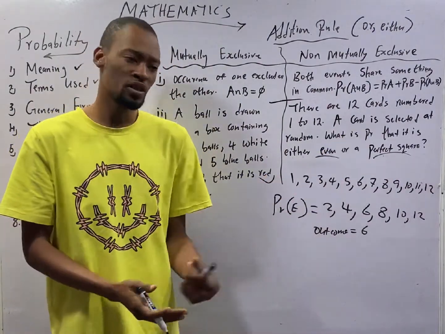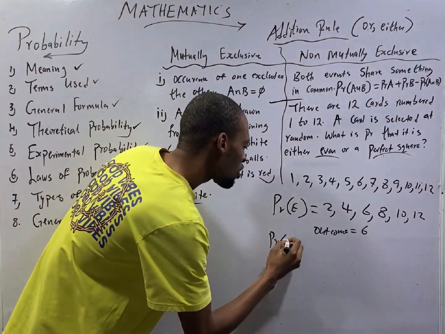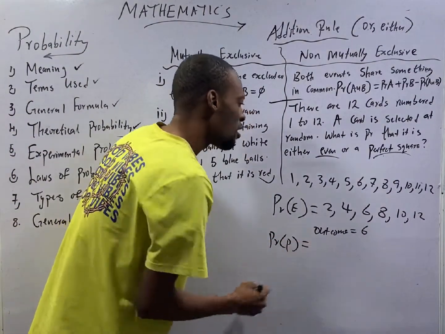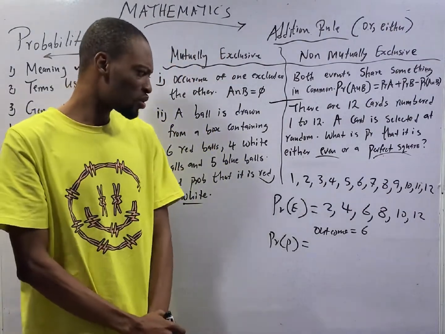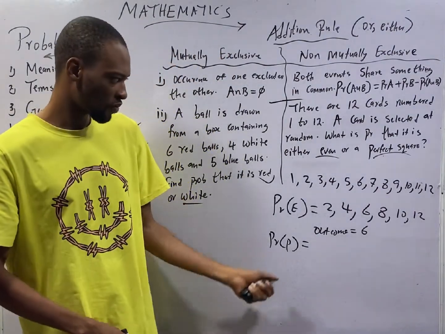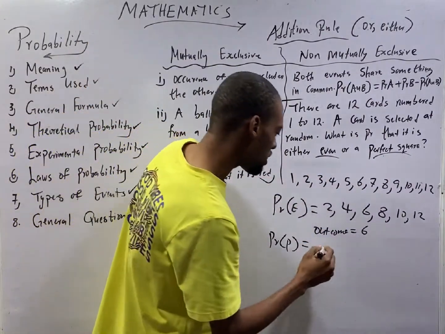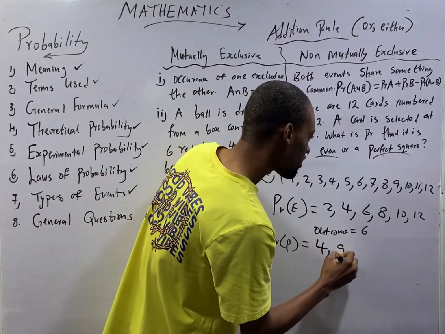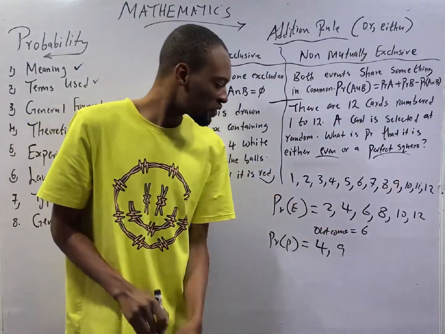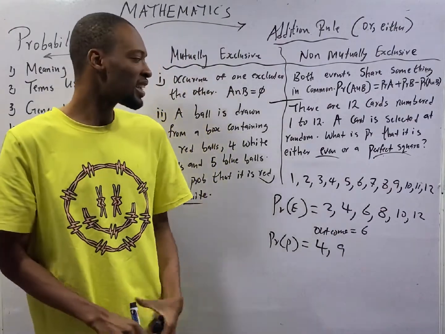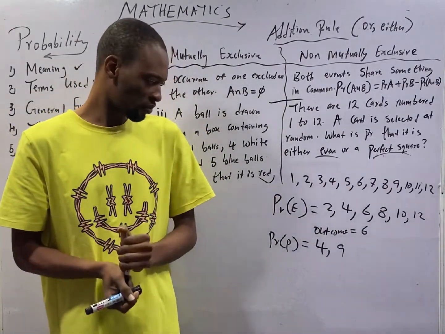How about perfect square? Let's call perfect square P. A perfect square is a number that when you find the square root, you get a whole number. Here, the perfect squares will be 4 and 9. The square root of 4 is 2. The square root of 9 is 3. Any other number, you find the square root, you are not going to get a whole number.